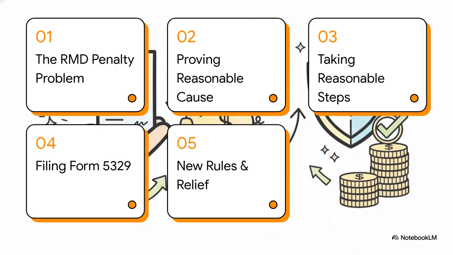All right, we've structured this into 5 key sections. First up, we'll tackle the penalty itself, what you're actually up against. Then, we'll get into the real heart of the matter, proving you had a reasonable cause for the shortfall. After that, we'll cover the corrective actions you have to take, how to get the critical paperwork filed perfectly, and finally, we'll touch on some new rules and relief from the IRS that could change your whole strategy.